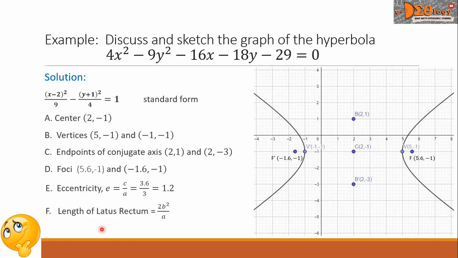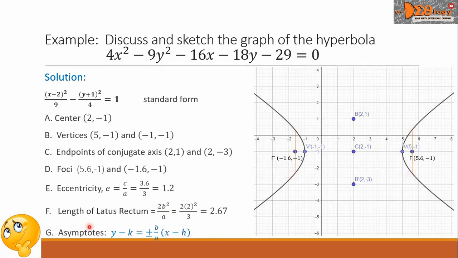Next is the length of the latus rectum. The formula is 2b squared over a. Substituting the values, we have 2 times 2 squared over 3. When we simplify this, the value is 2.67. We know that the latus rectum passes through the respective foci. So here are the 2 latera recta.